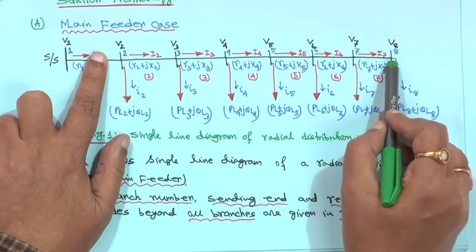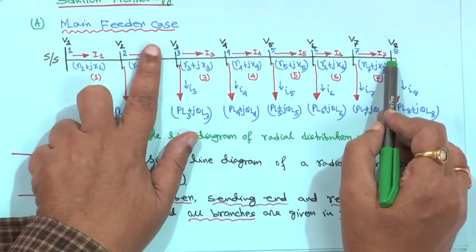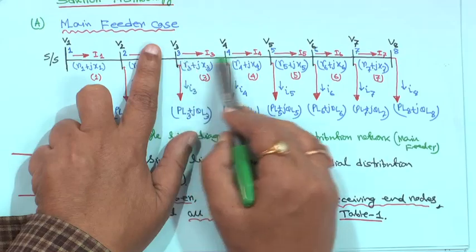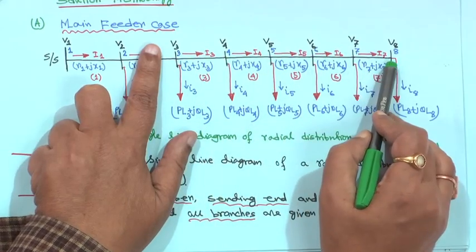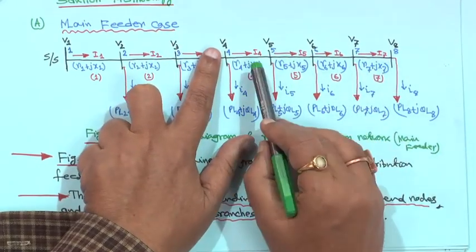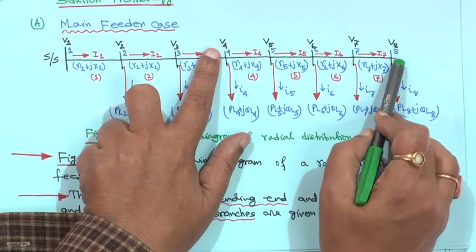So, how many nodes are there? 7 nodes are there. It is for main pit only. Beyond this branch, how many nodes are there? 3, 4, 5, 6, 7, 8, 6 nodes are there. Beyond this branch, how many nodes are there? 4, 5, 6, 7, 8, 5 nodes are there, and so on.